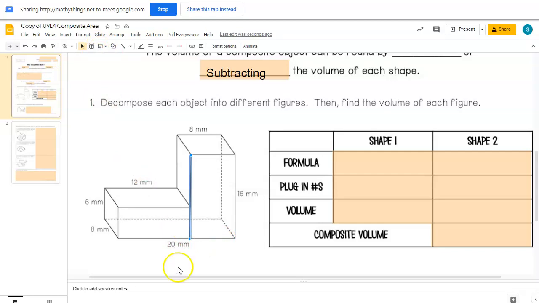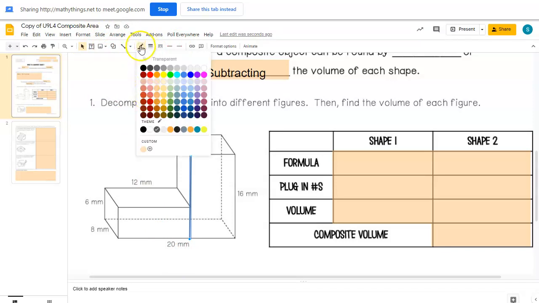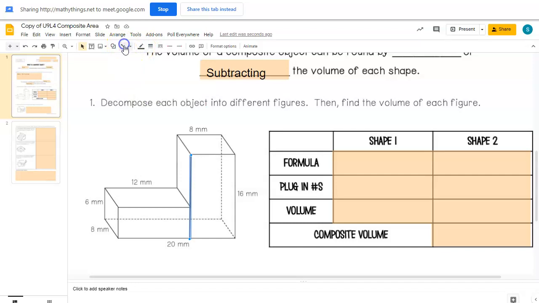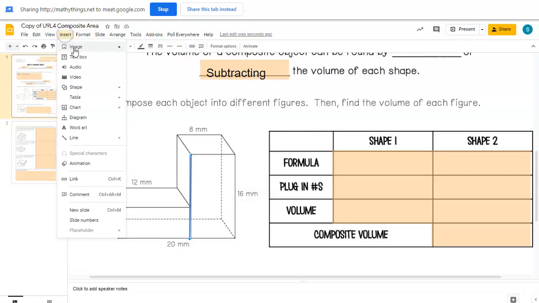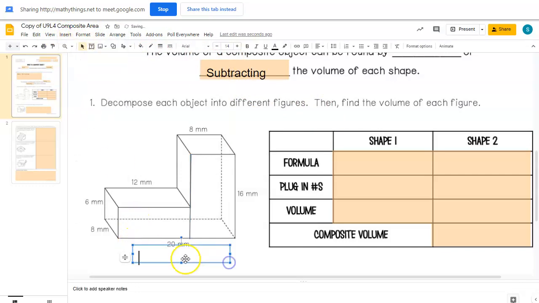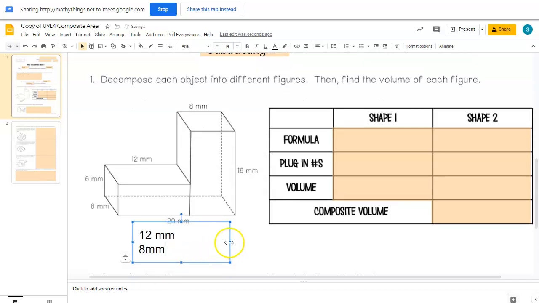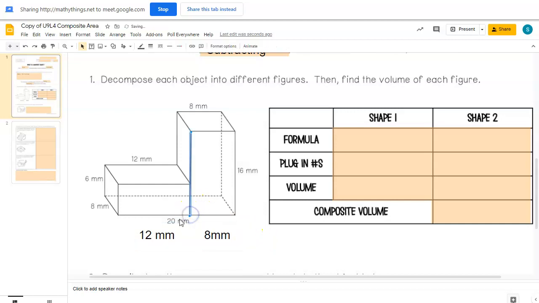We're going to think of that as being 12. I should just add a text box. So we're going to think of this side as being 12 millimeters, and then this side being, well, 12 plus what is 20? This side is 8 millimeters. Let me stretch that out so it all fits. So we're not going to pay attention to this 20 anymore. We're going to think of this 12 and this 8.